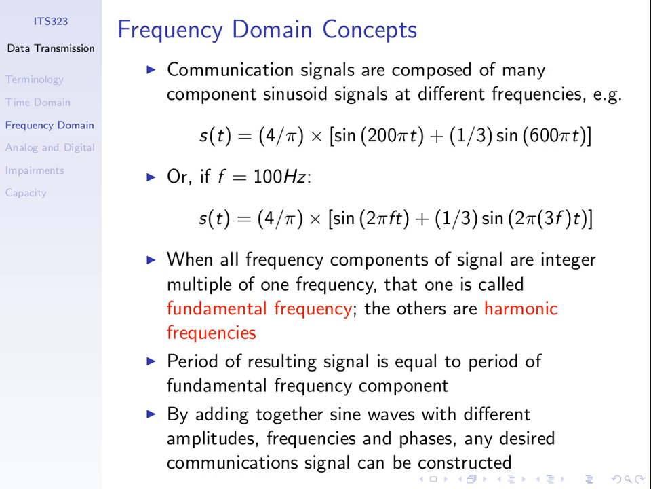And I'll just repeat what we did yesterday. S1 of t is 4 on pi sine 200 pi t. And S2 of t is 4 on pi times 1/3 sine 600 pi t.